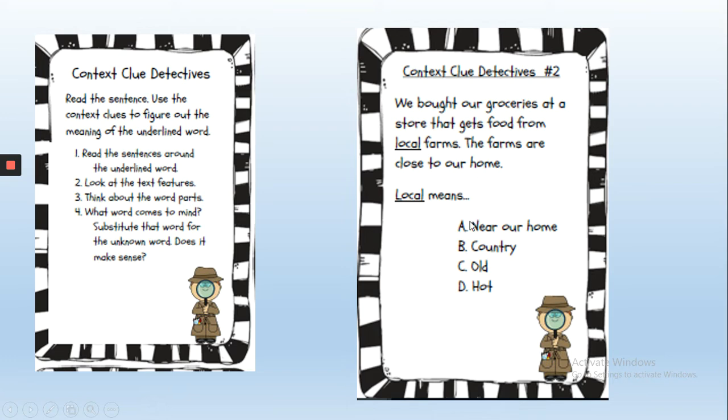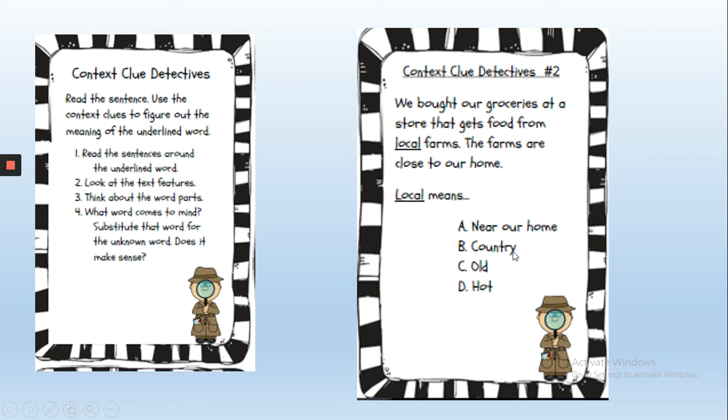So then I'm going to go down here and look at the options. I'm going to substitute and take out local and put in each option to see which one makes the most sense. A says near our home. B says country. C says old. And D says hot. So let's look. We bought our groceries at a store that gets food from near our home farms. It does say that the farms are close to our home, or near our home. That might be the right one because I looked at the other sentence to figure that out.